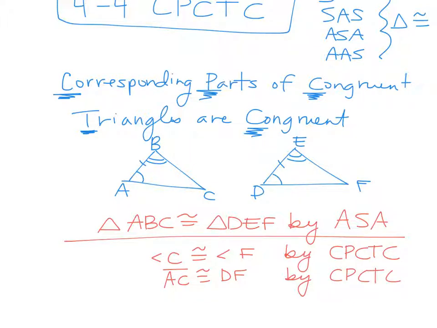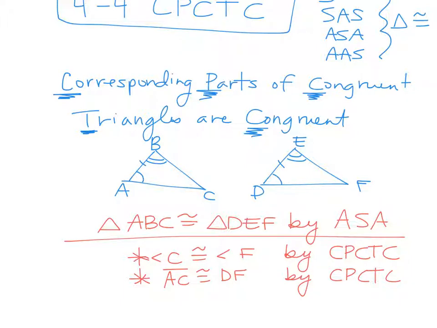Okay, so basically now instead of just proving triangles congruent, you're going to prove the triangles congruent, but you're going to go one step further and say then these parts of the triangle are congruent. Okay, but you first have to start with proving the actual triangles themselves congruent. So you're going to start seeing these types of steps as usually the last step of your proof.